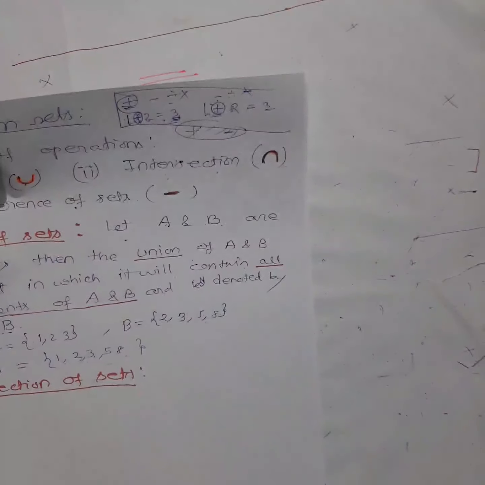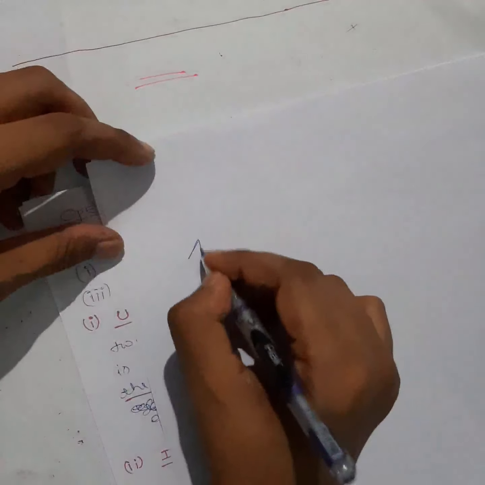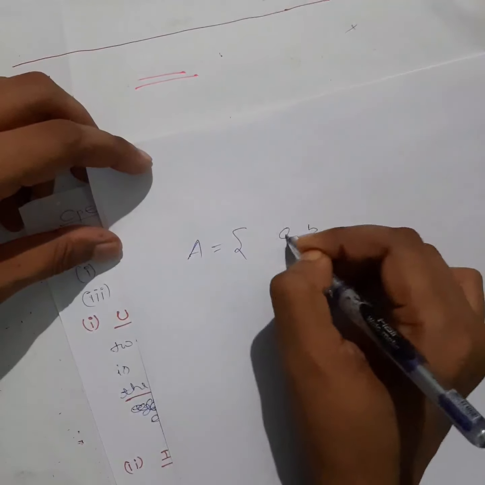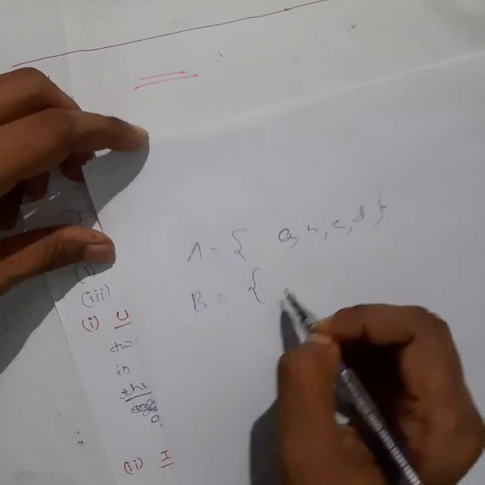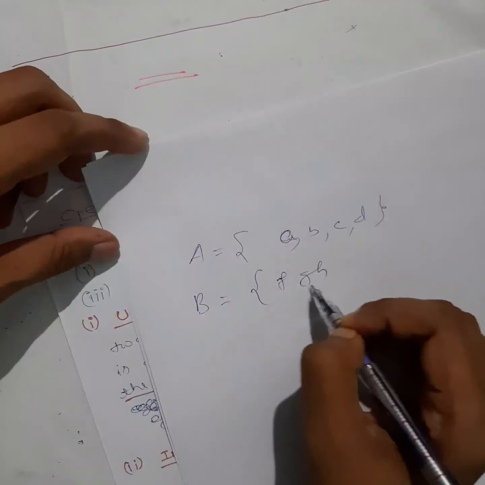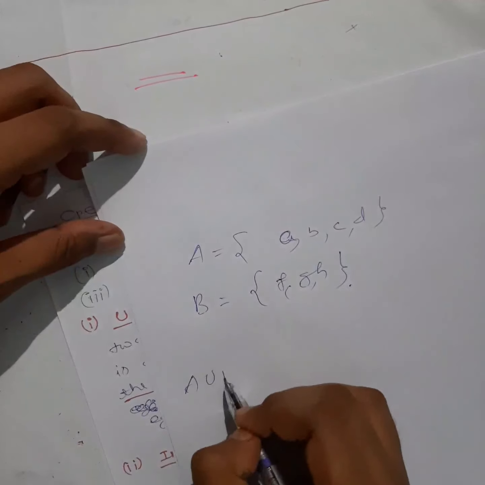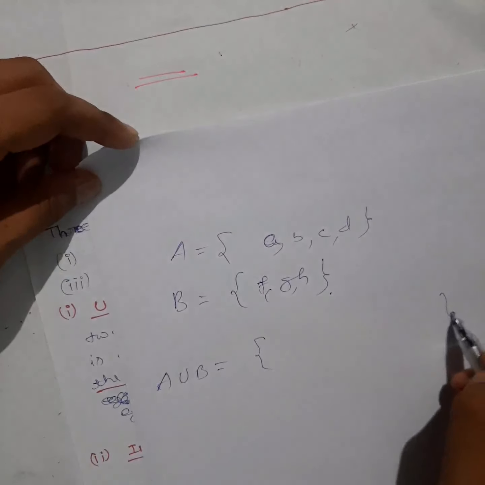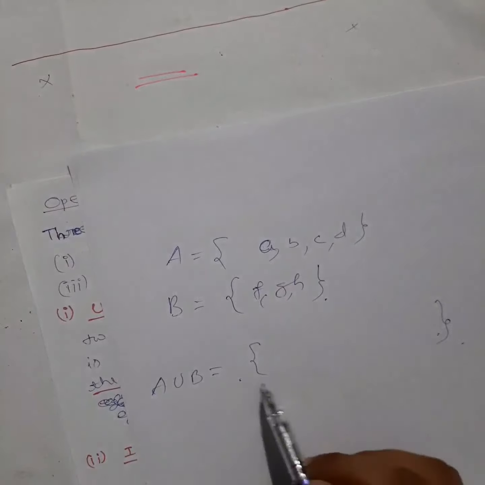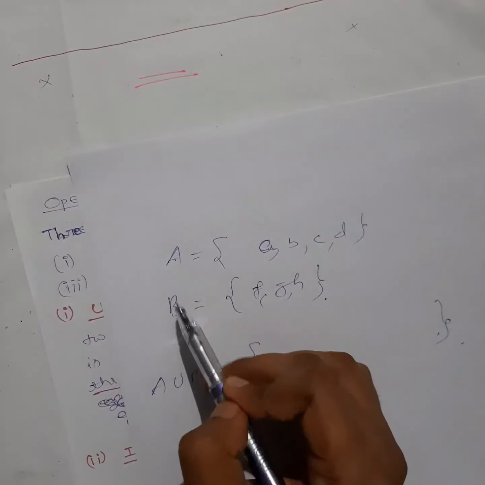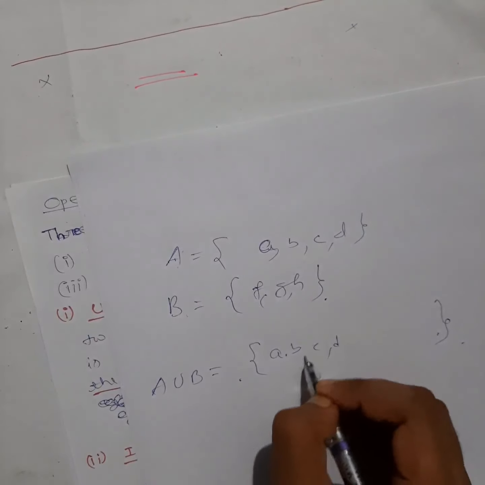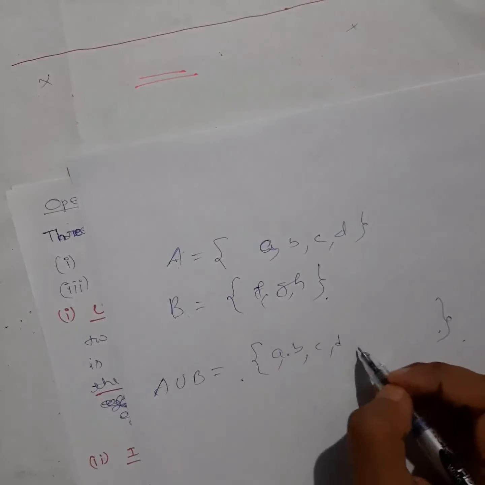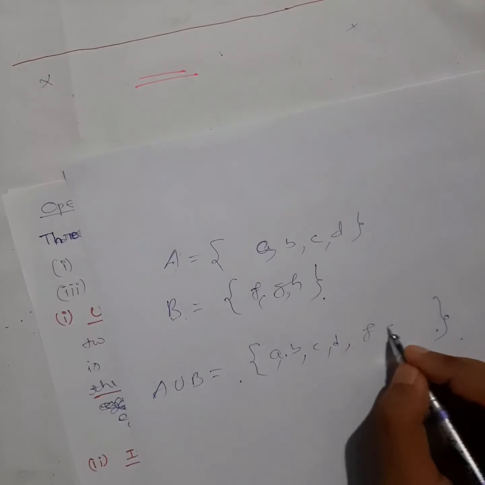Okay, another example I will give you. Suppose you have a set A with elements A, B, C, D. Okay, B, you are having elements, suppose F, G, H. So what will be A union B? A union B will be a set. What kind of set? It is a set in which the elements will be all elements of A and B. So all elements of A will be there, so A, B, C, D will be there. And all elements of B also will be there, so F, G, H also will be there.